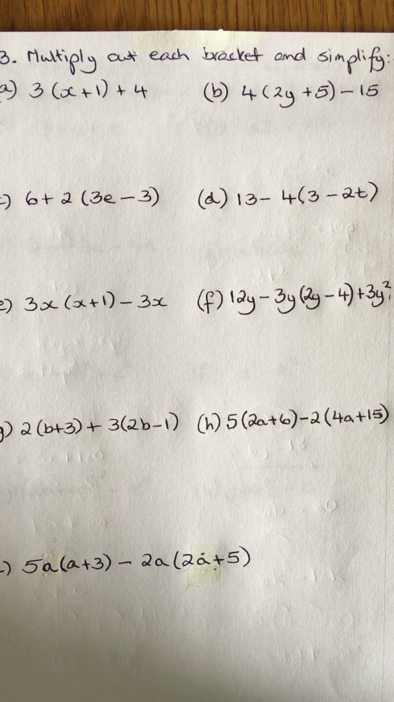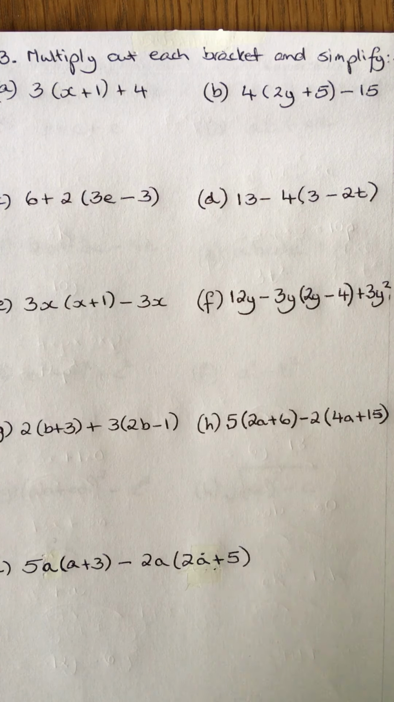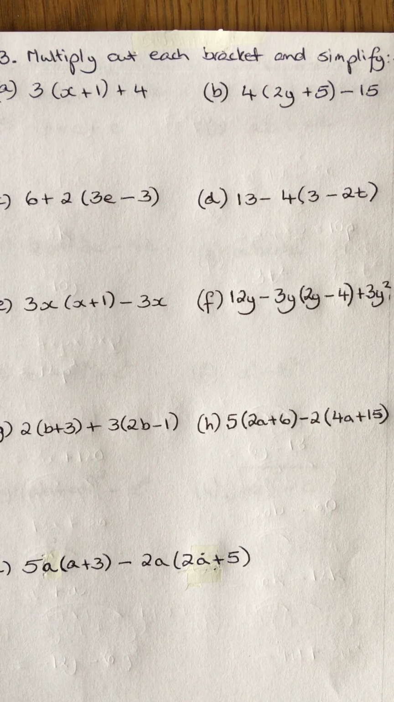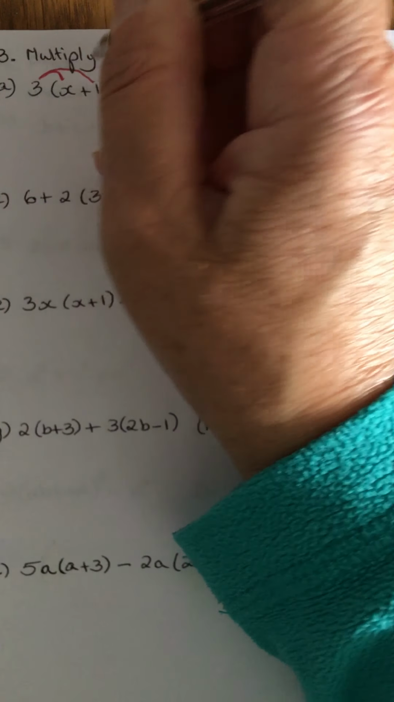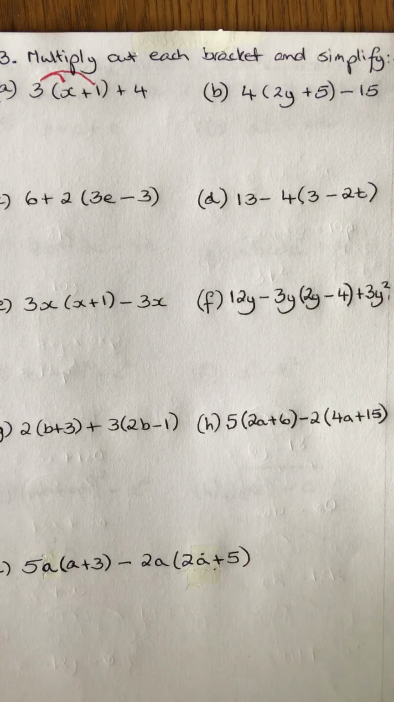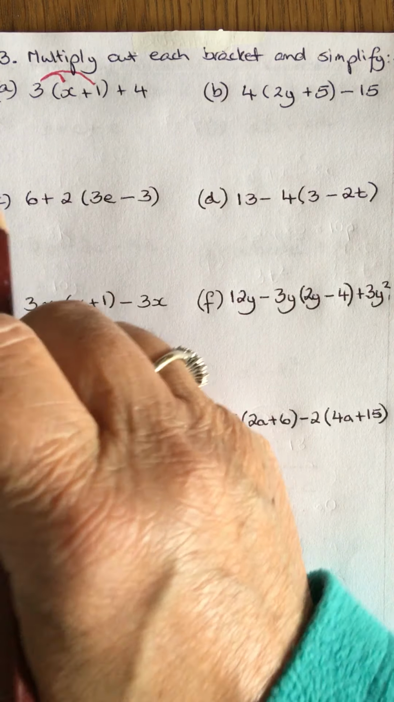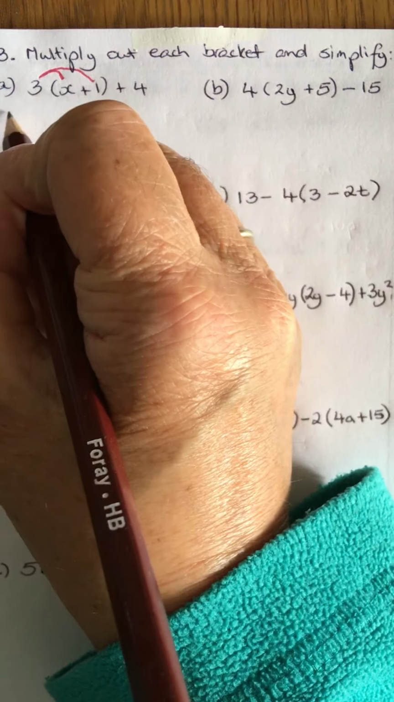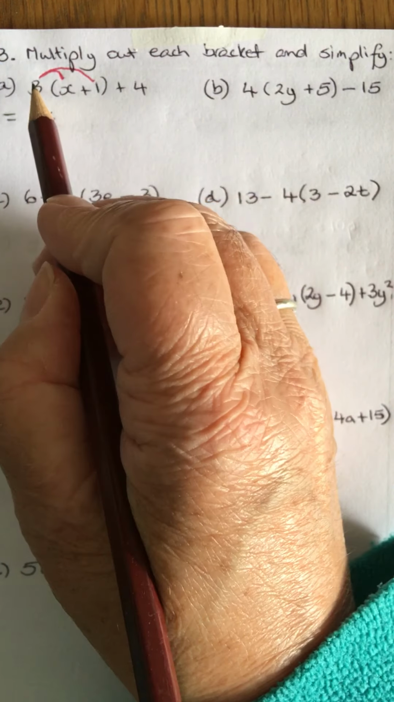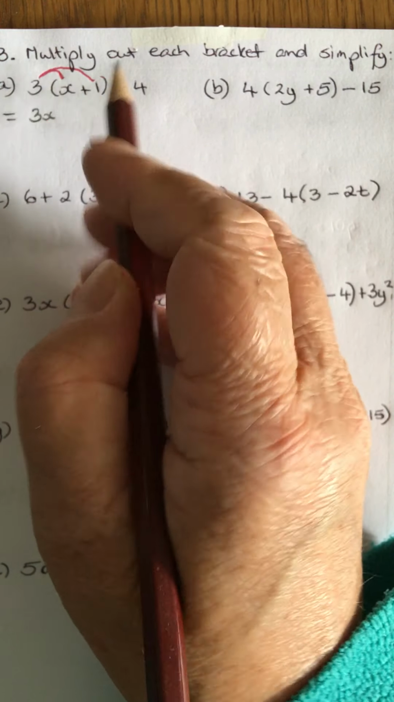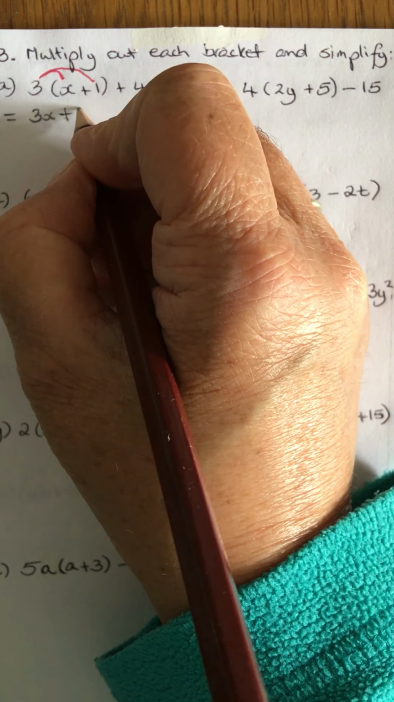Okay, we're going on to question 3. This time we have to multiply out the bracket and we have to simplify the expression once we've done that. So the first question, A, is 3 times x plus 1. So we're going to multiply the x plus 1 by the 3. 3 times the x gives 3x. 3 times the plus 1 gives plus 3.